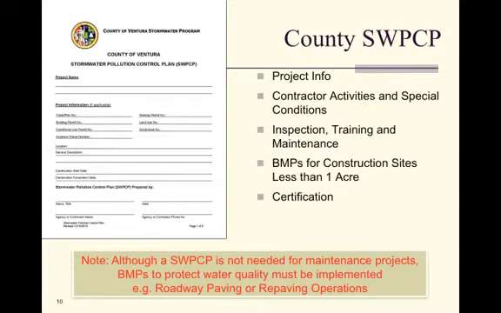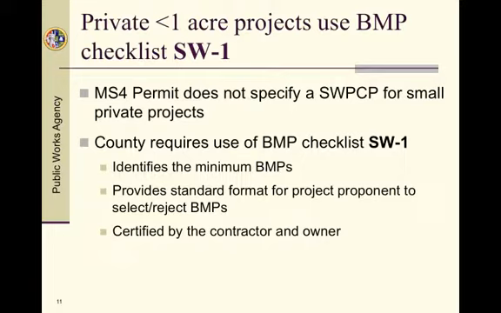For the private projects less than 1 acre, I mentioned uses an SW1 form, and this SW1 form is a checklist essentially just identifying the minimum BMPs that need to be checked, again those 13 that we initially discussed, and it shows which ones will be used, which ones won't be used, and these documents are certified by the contractor and owner.